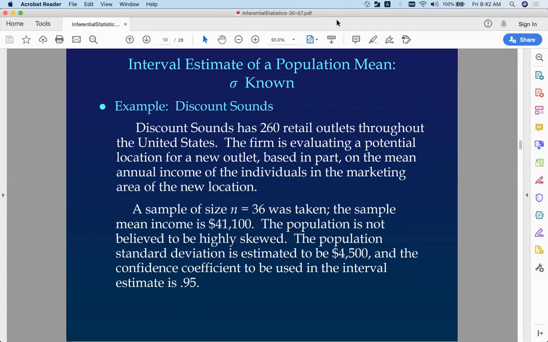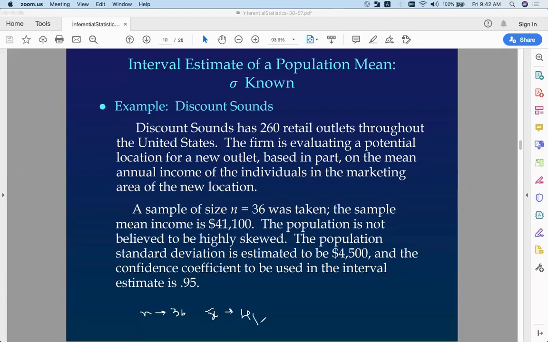Okay, so can you guys break it down? What are the things that are given to you? What is it that you are trying to figure out here? So what is the sample size? The sample size is given as n equal to 36. What is the sample mean? X bar is given as 41,100. Anything else? Sigma also 4,500, the population standard deviation, which is given as 4,500.